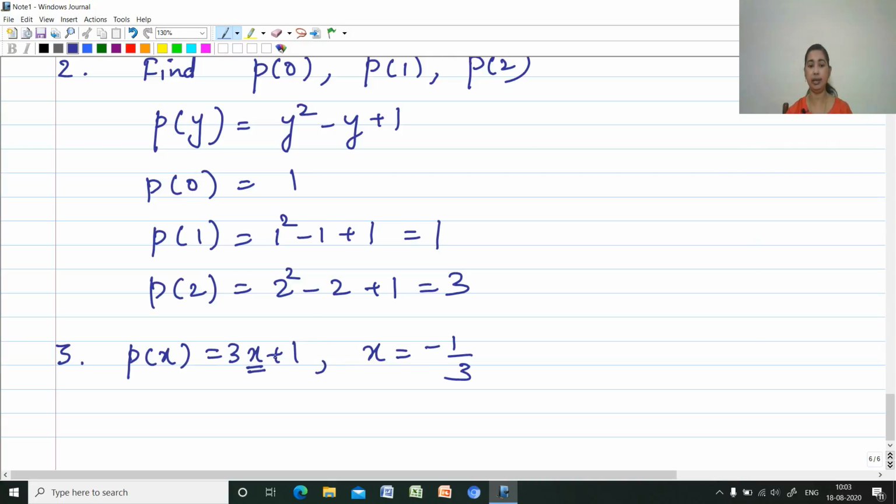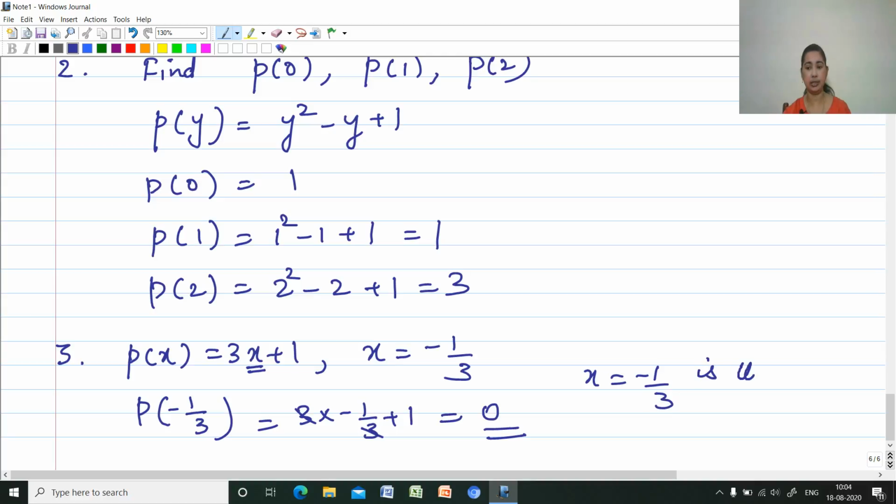And if we are getting the polynomial as 0, then we can say that it is a zero of the polynomial. So substituting here, I am giving x as minus 1 by 3. So 3 into minus 1 by 3 plus 1, that is equal to, 3 will be cancelled here. Minus 1 plus 1 gives 0. So p of minus 1 by 3 is equal to 0. That means x equal to minus 1 by 3 is a zero of the polynomial.